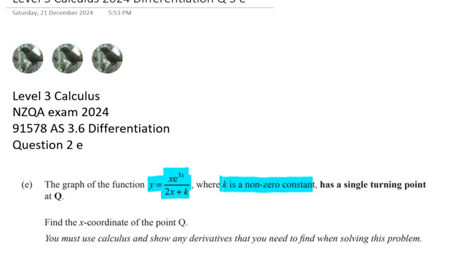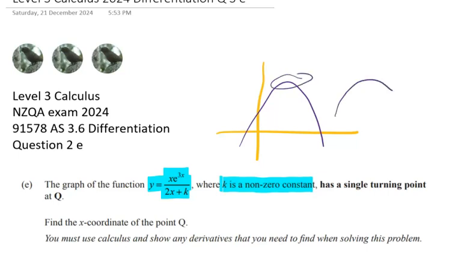Now we know from even level 2 that a turning point is a point on the graph where the gradient changes, right? So this is a turning point here. If we've got a cubic, we've got a turning point here, and we've got a turning point here. A point of inflection is not a turning point, right? And what we end up finding in this question is a point of inflection and not a turning point. So I think there was a little problem with the question.